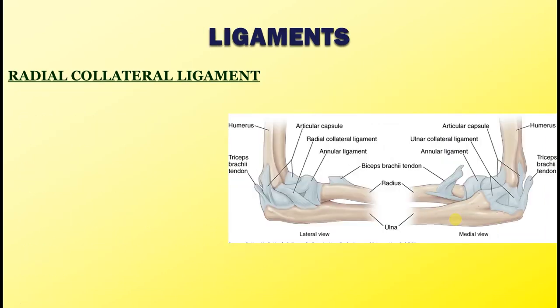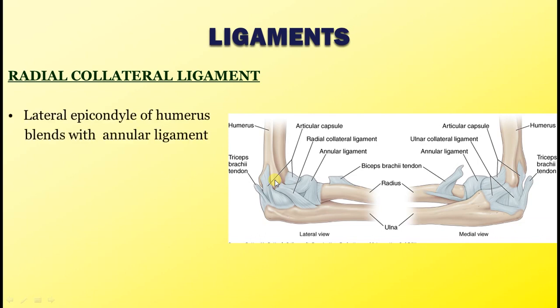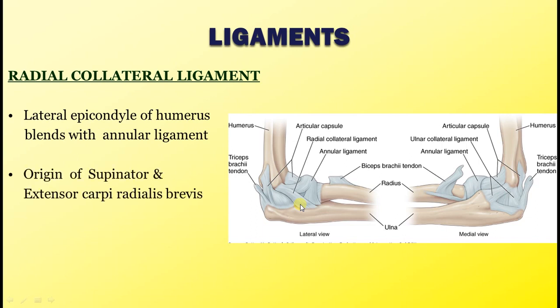Coming to the next ligament, which is actually the radial collateral ligament. Here you are able to see the radial collateral ligament, which extends from the lateral epicondyle of the humerus, and inferiorly it blends with the annular ligament. Okay, so that is the thickening of the capsule laterally, which is the radial collateral ligament, or you can simply call it the lateral collateral ligament.